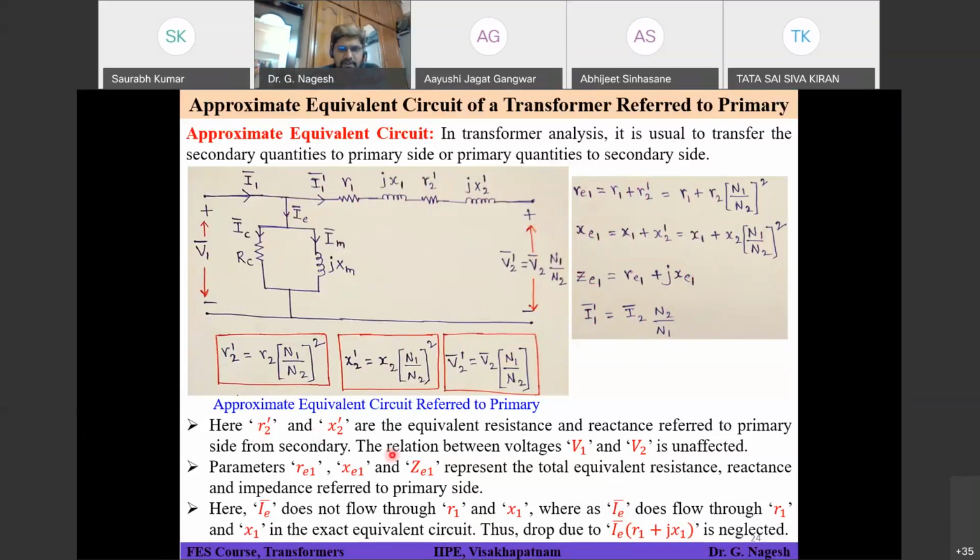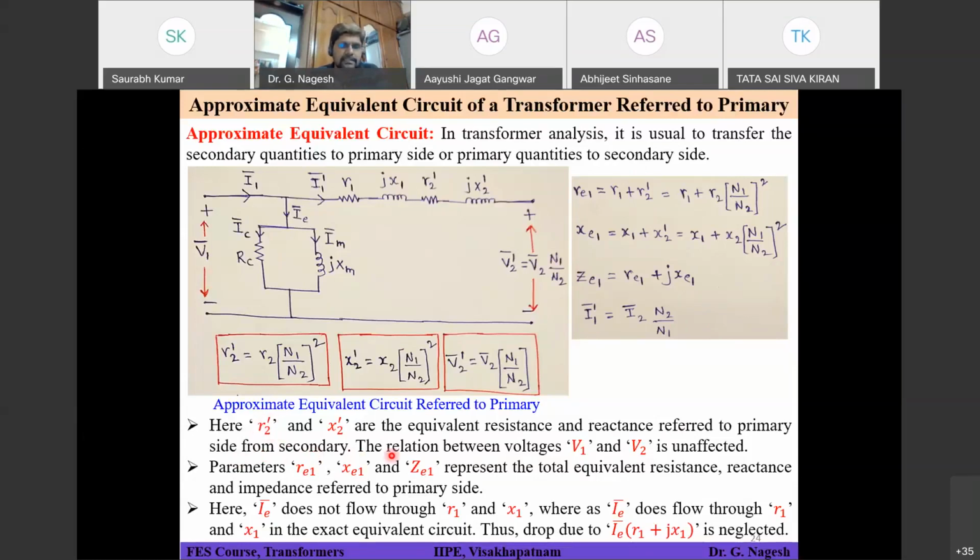So those terminologies are also mentioned here. Here R2 dash and X2 dash are the equivalent resistance and reactance referred to primary side from secondary. The subscript indicates from where you are coming, and the dash means that I am not related to the same circuit. I am coming from somewhere else.